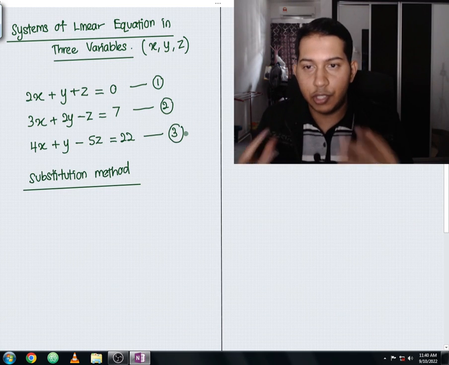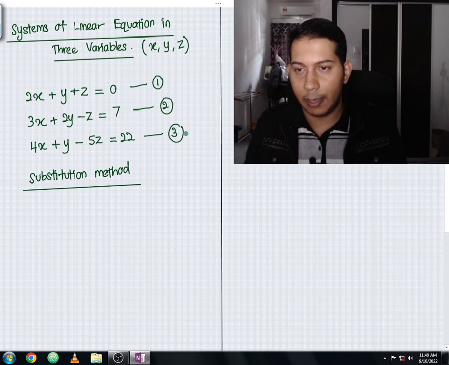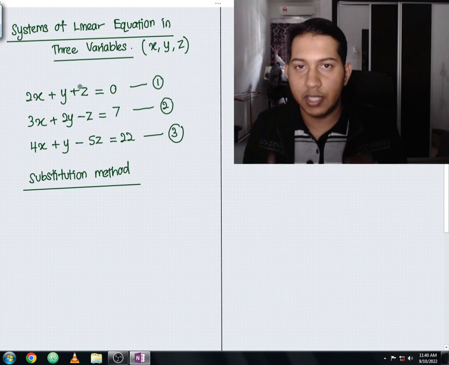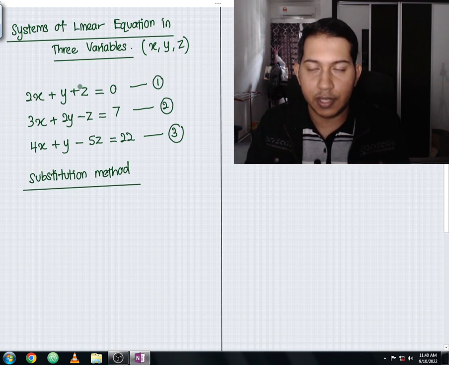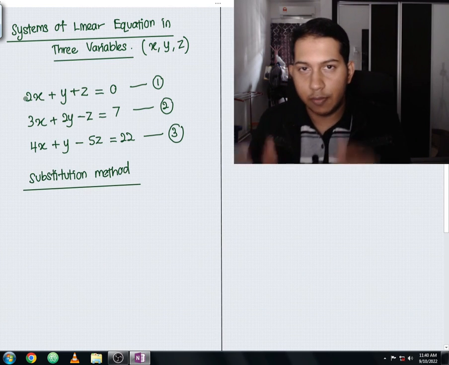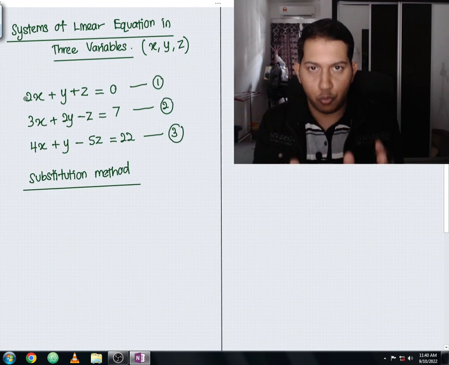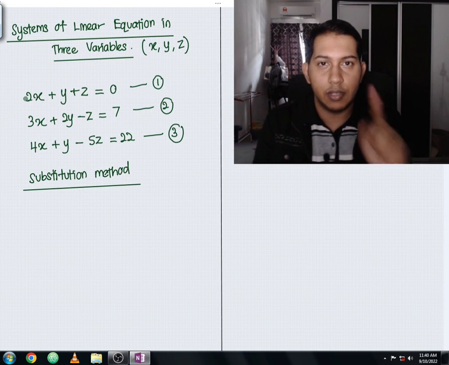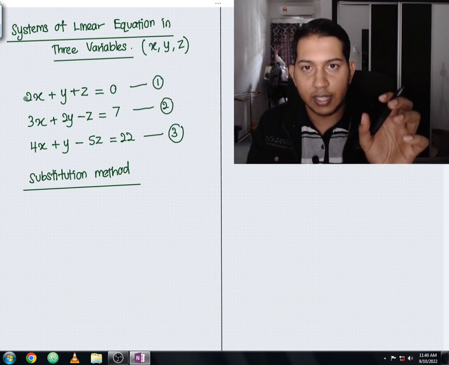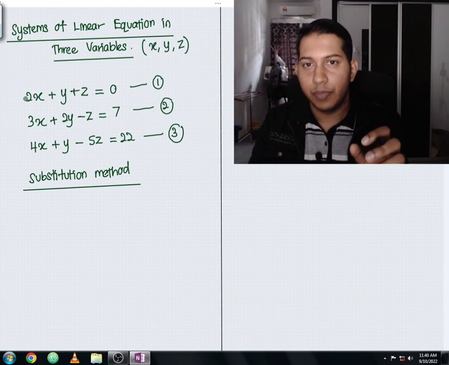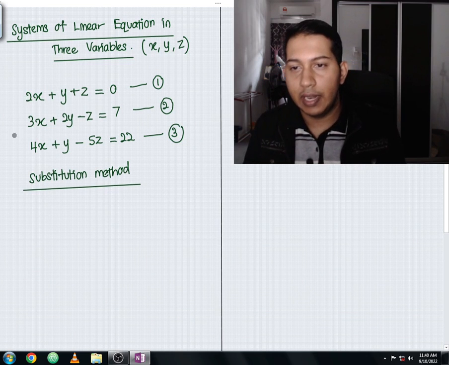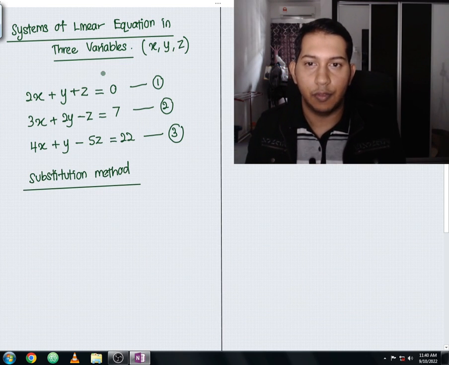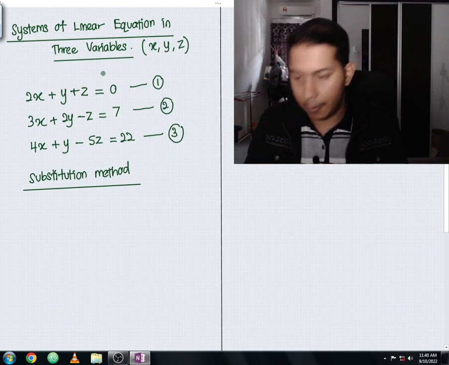So I'm going to teach you how the substitution method works. Whenever you see 3 variables, the first step is to reduce from 3 variables to 2 variables. Once you get the 2 variables, you further reduce to 1 variable. Using that 1 variable, you substitute the value into the 2-variable equation, and from there you finally get the answers for x, y, and z respectively.